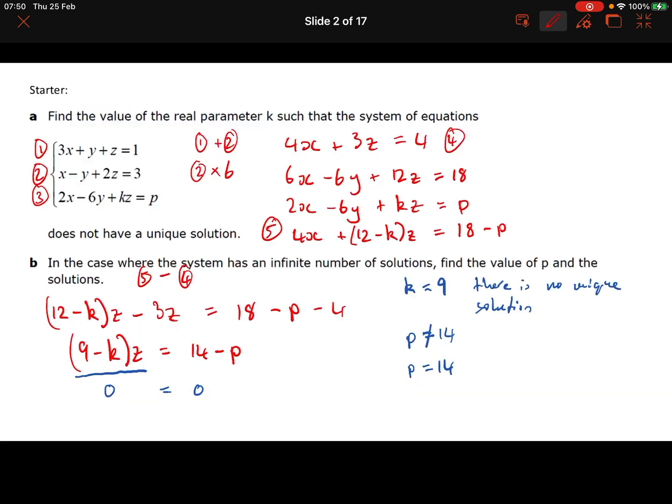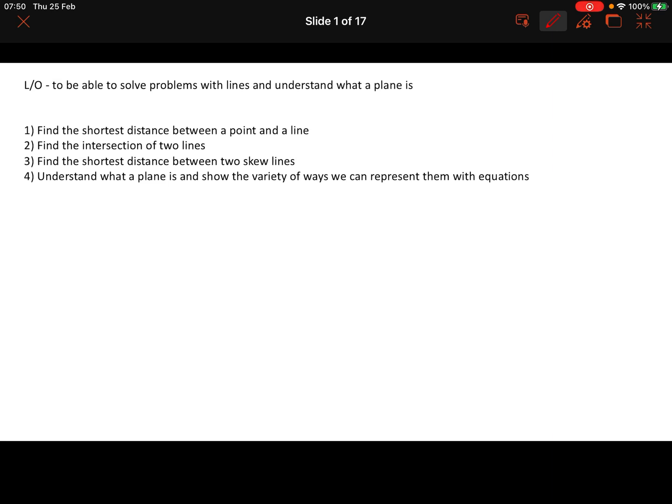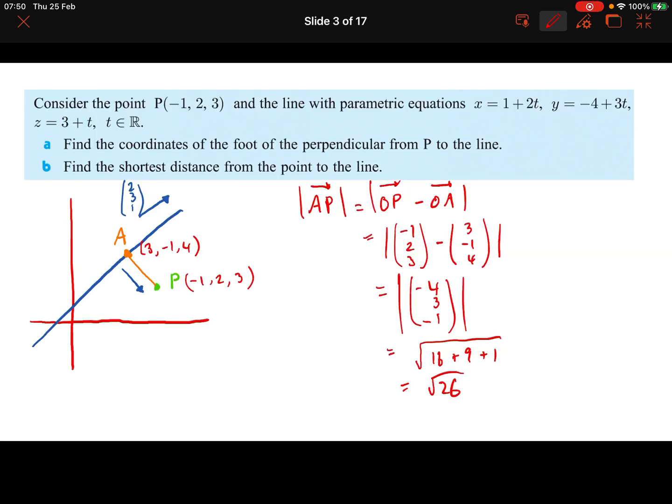Okay, so we've answered the first part of our objectives for this week, which is finding the shortest distance between a point and a line. Please let me know if you've got any problems with that.